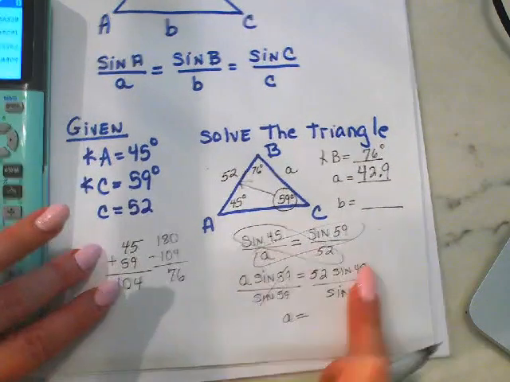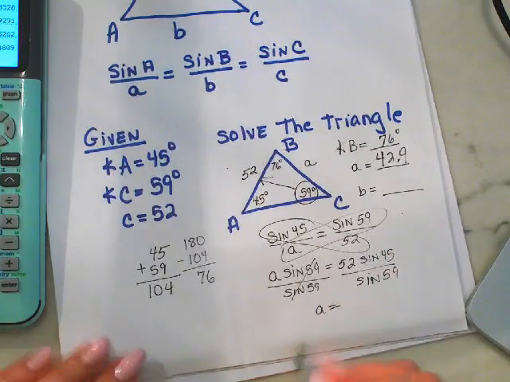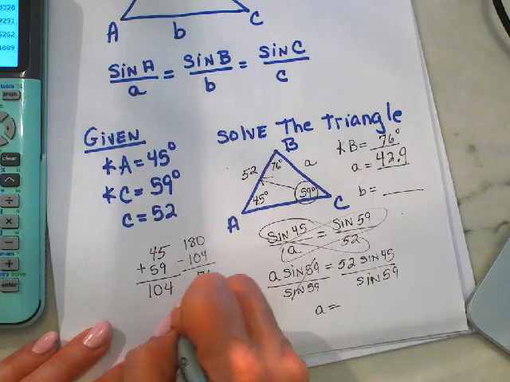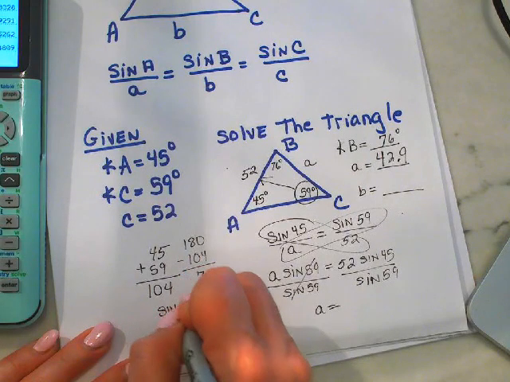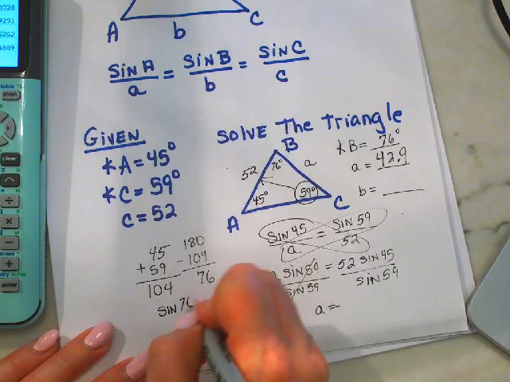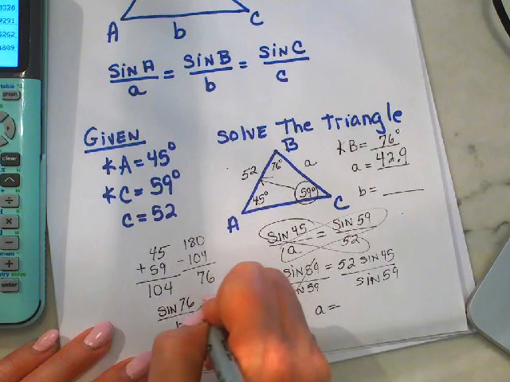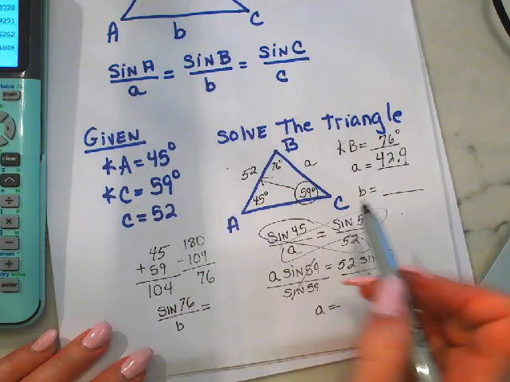Okay, now we have to find side B. We're going to do the same thing. We're going to set up a ratio. We're going to do the sine, since we're looking for B, we'll do 76 is to side B.